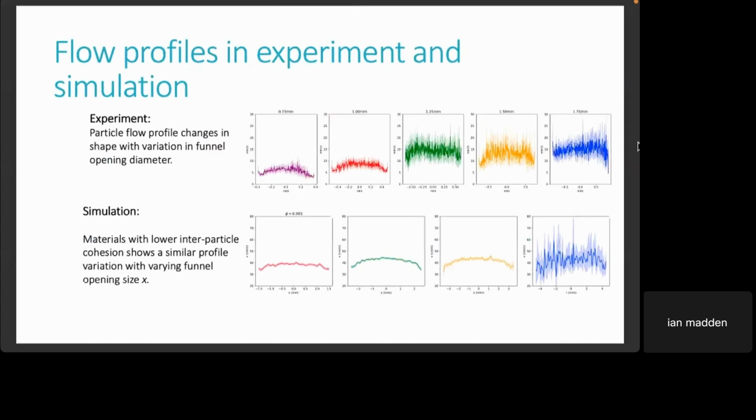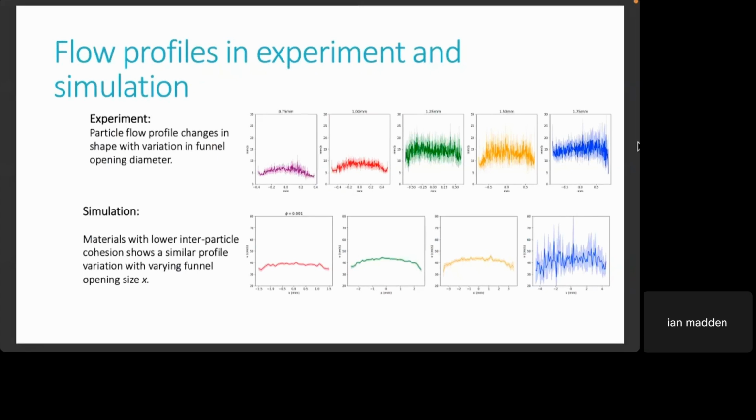So here we have the comparison between experiment and simulation, just to set this phi variable. In the top, as we go from left to right, we're changing the size of the throat of that hourglass, and you see that the flow profile transitions from a noticeably parabolic or arch-style flow profile to more of a plug-style or even completely flat flow profile.